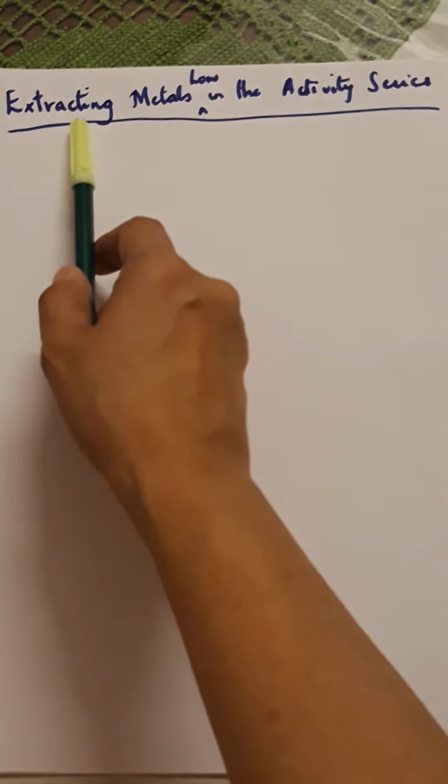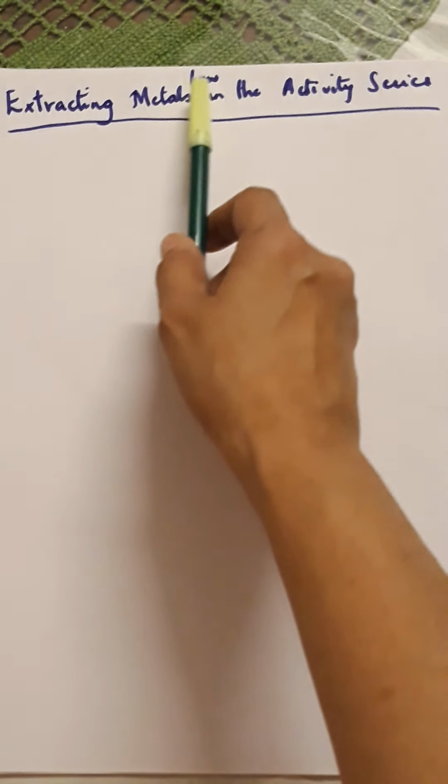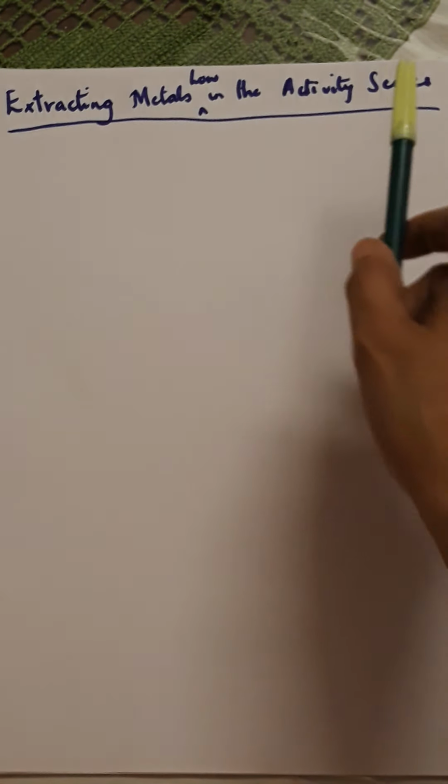Good morning, children. Today we come to the next subtopic in the lesson, metals and non-metals, and that is the extraction of metals low in the activity series. We have seen that some metals are highly reactive. They are at the upper end of the reactivity series. Then we have some metals in the middle, with moderate reactivity, and some metals which have very low reactivity.